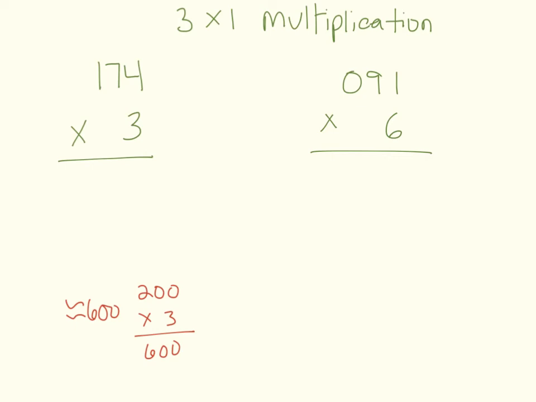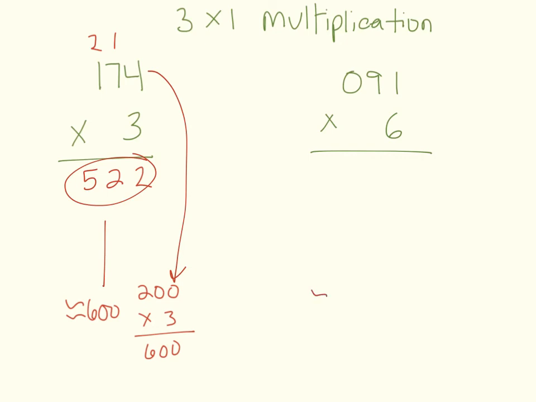We have 3 times 4, which is 12, carry the 1, bring down the 2. 3 times 7, which is 21, plus 1 is 22. And 3 times 1, which is 3, plus the 2 up top, which is 5. 522. It's a little far off, but remember, I really rounded that 174 up to 200. So that answer makes sense.